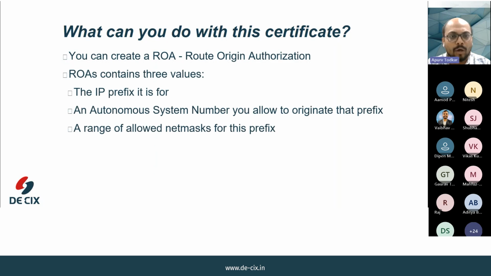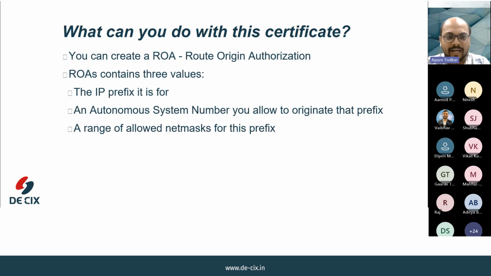ROA is nothing but a Route Origin Authorization. It's also a digitally signed object that specifies three critical values. The first one is the IP prefix, the specific block of addresses that is being authorized. The second is the autonomous system number, the AS allowed to originate that particular prefix. And the third is the allowed prefix length, which defines the range of subnet masks, for example from a /24 to a /32, that can be announced for the prefix. The ROA is signed using the resource holder's RPKI certificate, and its validity is verified through a chain of trust extending to the root certificate of the respective RIR.